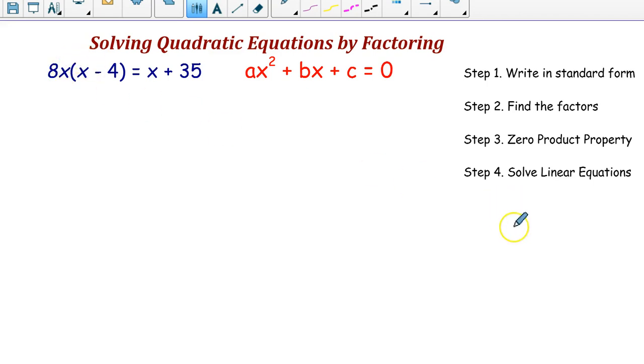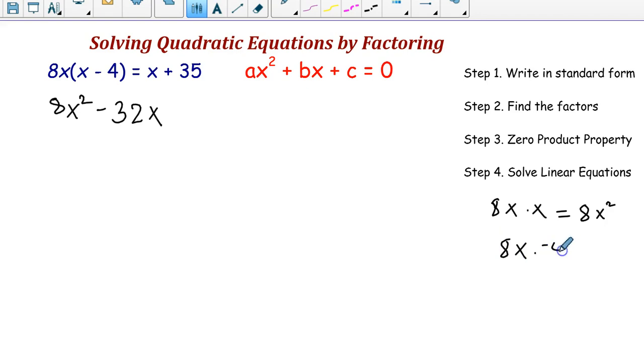What is this? 8x times x. 8x times x gives you 8x square. Okay, I'll write down 8x square minus 8x times 4, that is 8 times 4 is 32, and x is there. It's like this: 8x times negative 4, that is negative 32x, and on the right hand side I just bring down that x and 35, that's x plus 35.